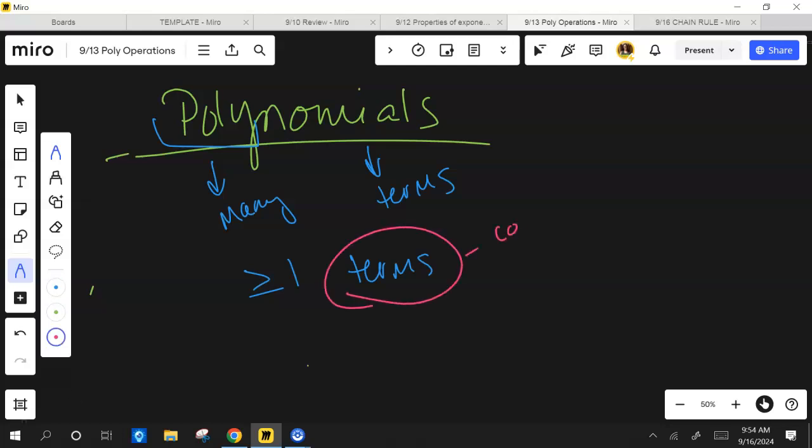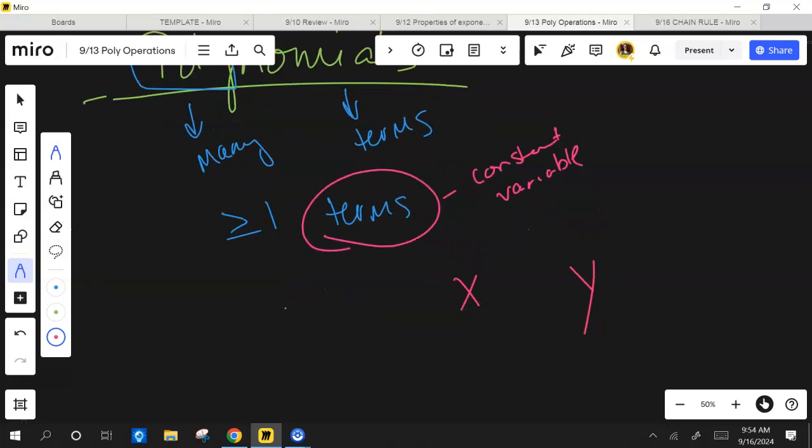Okay, I hear it could be a constant. It could have a variable. What else? It could have a number and a variable. All the letters. So this is a term. This is a term. You said it could be a constant. That's a term.